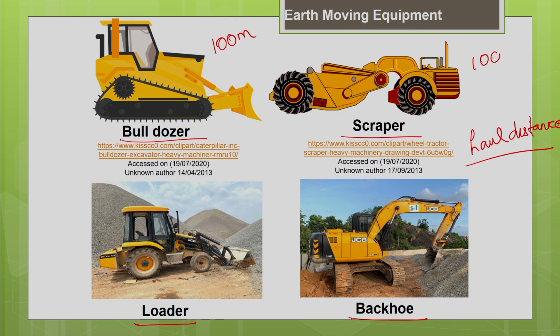Scraper, you can have an economic haul distance of up to 1000 meters. Your loader, if it is wheel mounted, you can even go up to 200 meters. This one you cannot go beyond 20 meters. So, its mobility is very much limited, the backhoe. So, depending upon your haul distance requirement, you have to make the choice.